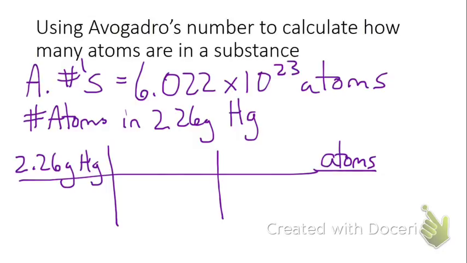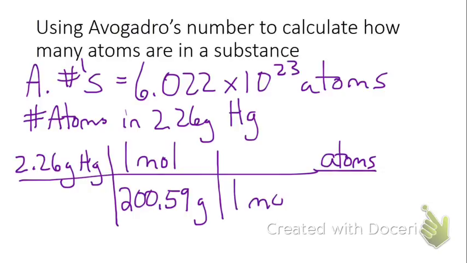Before we can solve for atoms, we have to solve for moles. If we're going from grams to moles, we'll put our 1 mole here, and we'll have to divide by the molecular weight of the element that we're looking at. Here, it's mercury. So, for every 1 mole, there is 6.022 times 10 to the 23rd atoms.